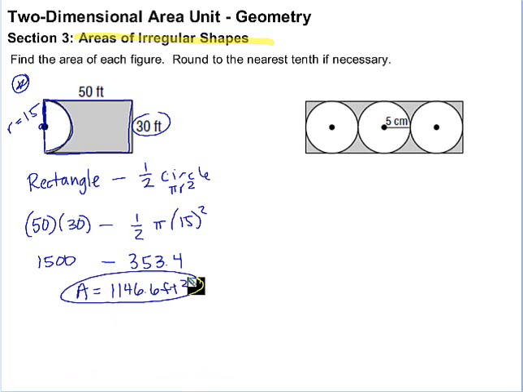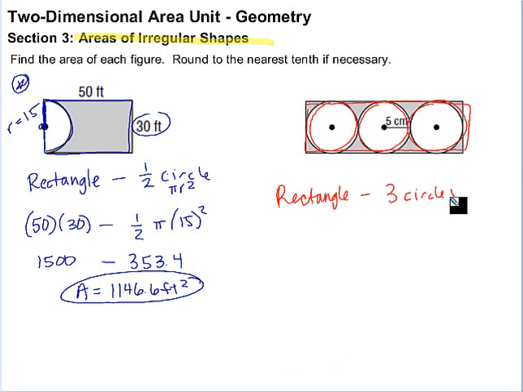Second problem appears to be that we have a rectangle, and then we have 3 open spots, and each open spot is a circle. To find this area, we will take our rectangle, and we will subtract off 3 circles. First, to find the area of the rectangle, we need base times height. Here this is 5. That's a radius, so we also know this would be 5. This would be 5, so this whole length here would be 10.